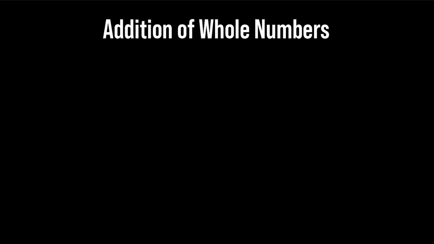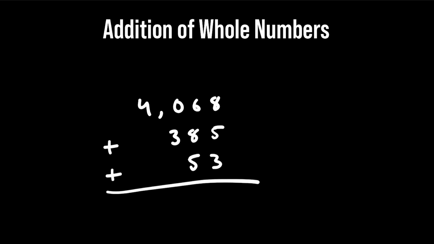Now, as you add bigger and bigger numbers, you'll have to utilize carrying more. Let's try this problem. 4,068 plus 385 plus 53. 8 plus 5 plus 3. That'd be 16. So you put the 6 here. And the 1 doesn't go here, but we add it to the second row.